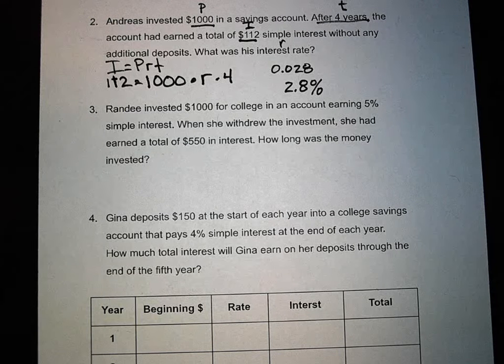You have to find the interest. How long? You have to find how long. Long is time in years. Yes. Okay, so let's look at problem 3.